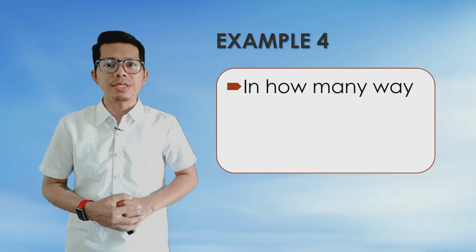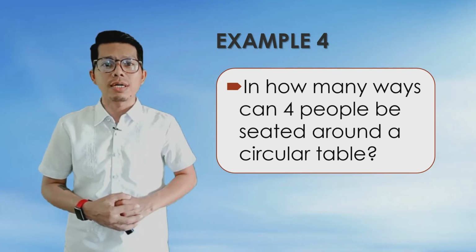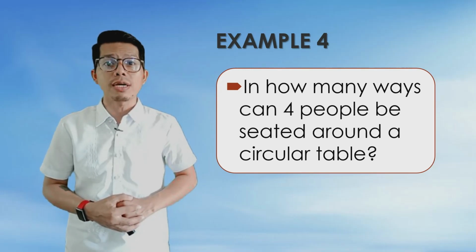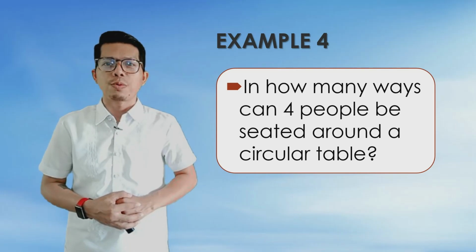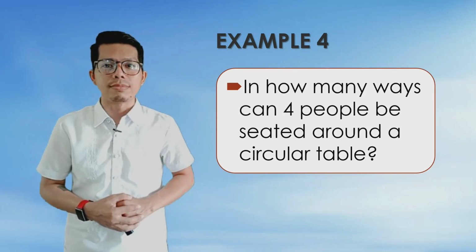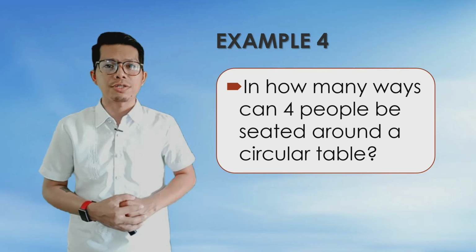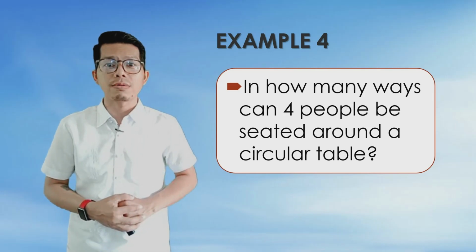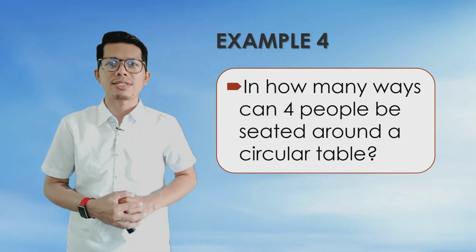In how many ways can 4 people be seated around a circular table? What have you noticed in this problem? What is now the arrangement? Is it in a row? No, it's not in a row. The arrangement is not in a row, but rather it is in circular formation or circular arrangement.